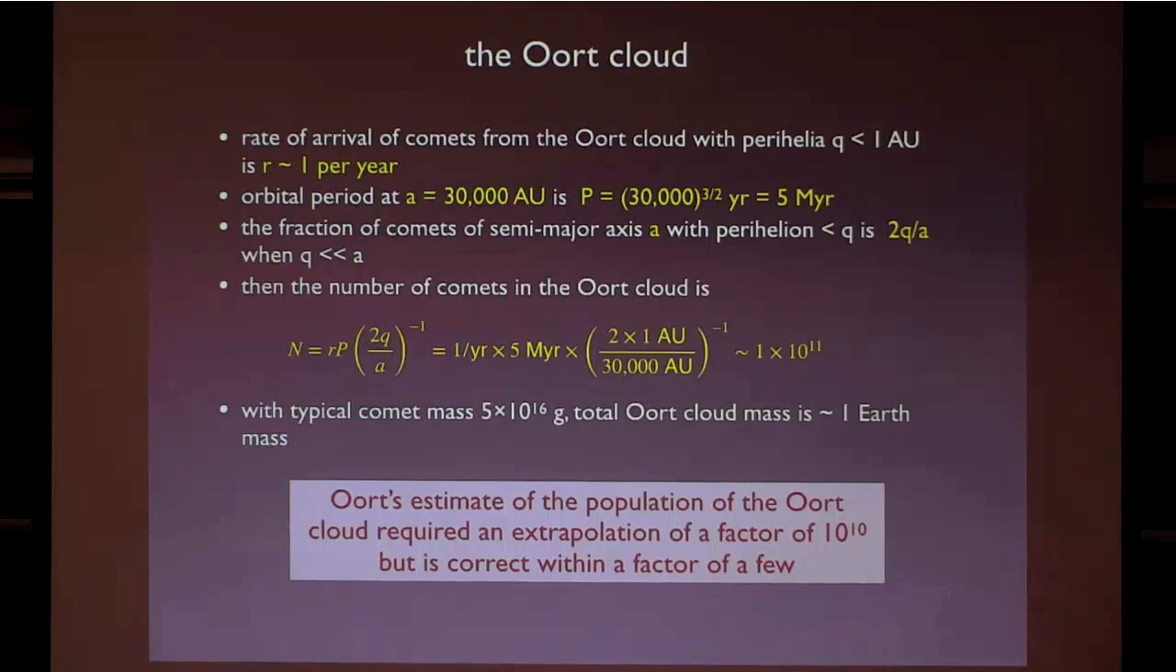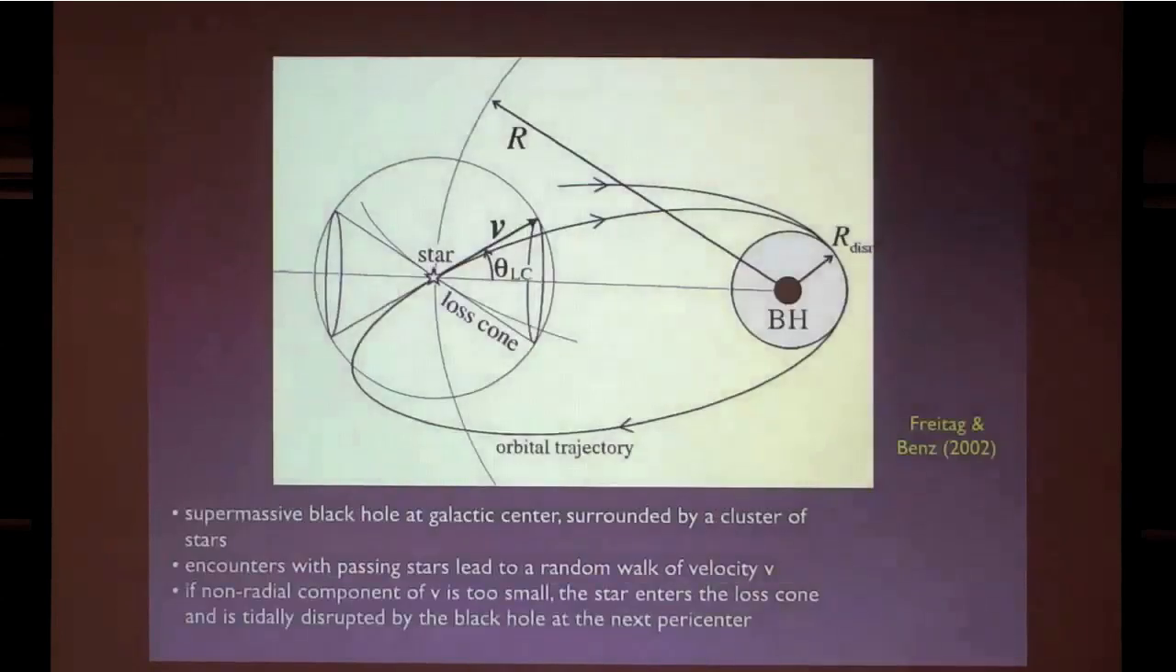Okay, well, we're not done yet. This is a picture not of the comet cloud, but of the nuclear star cluster surrounding a black hole. So this is the center of a typical galaxy. There's a black hole here. It's surrounded by a star cluster in which this is a typical star. If the star passes too close to the black hole, it's tidally disrupted by the black hole, and that means that it's lost from the star cluster.